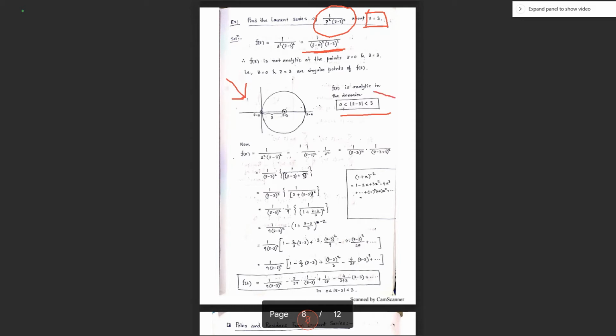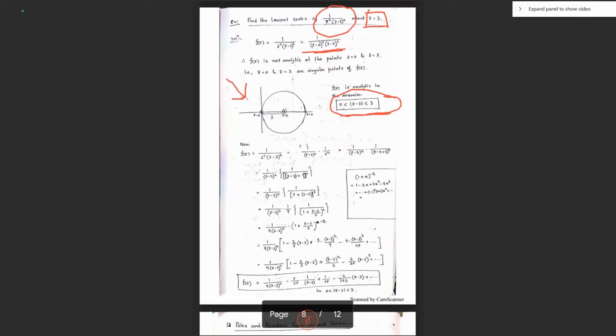So this is 0 < |z − 3| < 3. This is the annular region. And in this annular region, the function f(z) is analytic. Clearly, the only two points where the function f(z) is not analytic are z = 3 and z = 0. And in this annular region, we are deleting both the singular points.